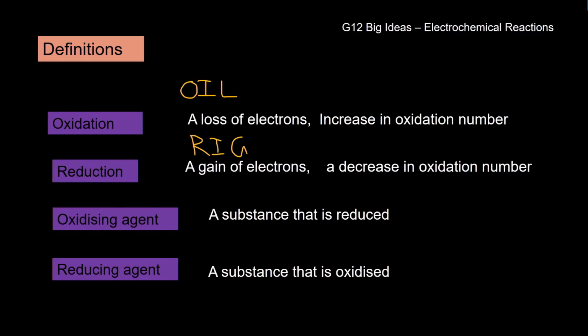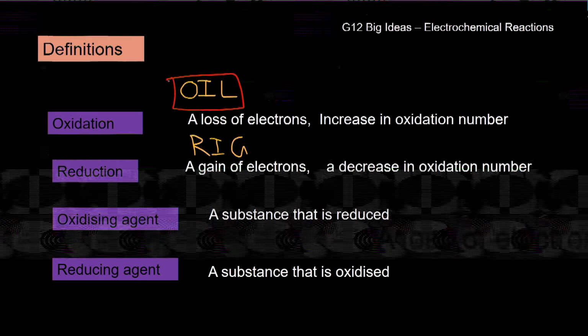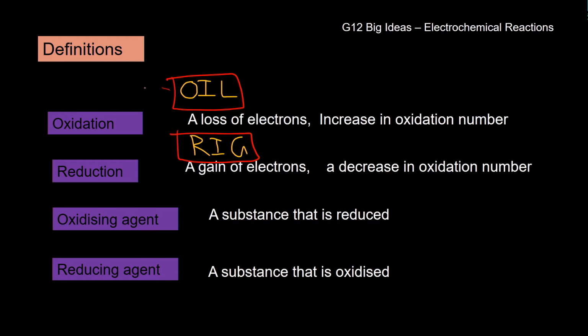Oxidation. How are we going to remember about oxidation? So oxidation is the loss of electrons, and we can use this acronym, OIL RIG. So OIL stands for oxidation. O, oxidation. I is, L is loss. So oxidation is the loss of electrons, or the oxidation number is going to increase. Obviously, if electrons are being lost, it's going to become a more positive oxidation number.